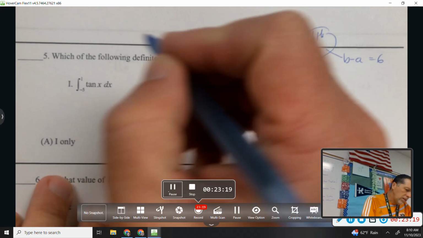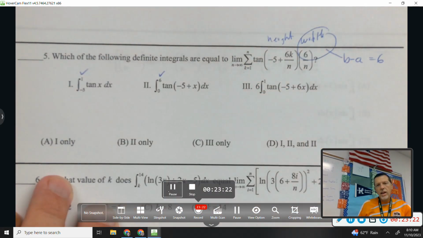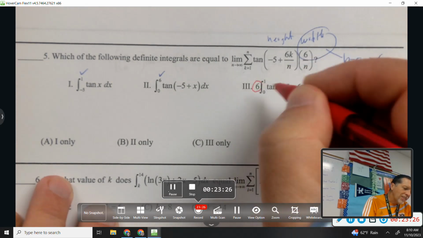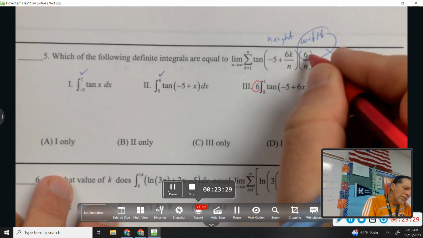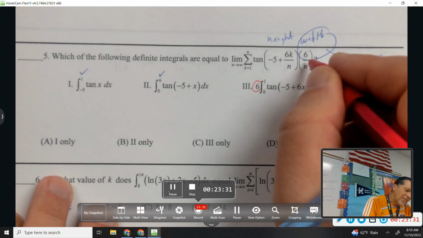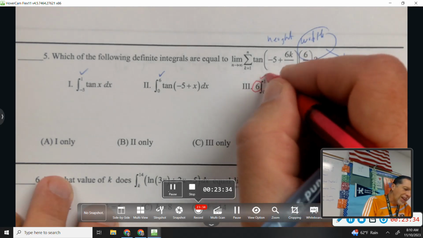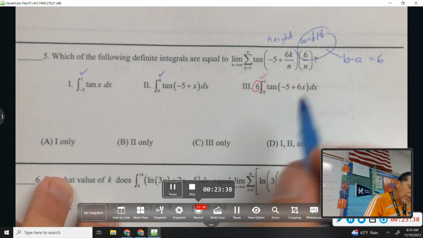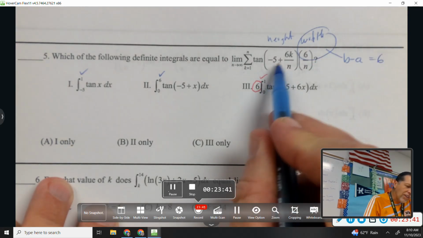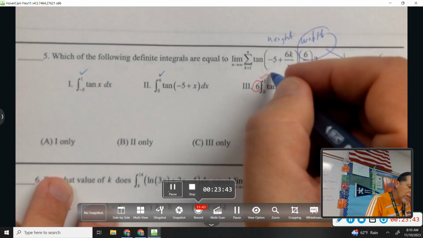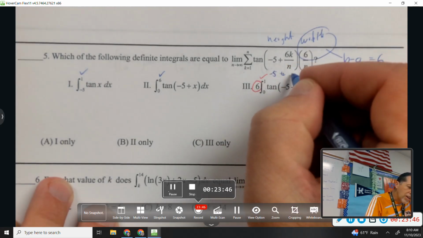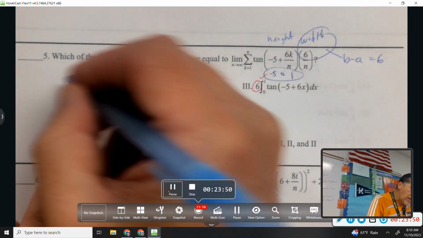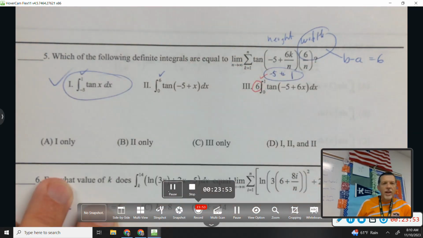I'm good on 2. I'm good on 1. Okay, this is why we should have done C on part A. This 6 out front is gonna make up for that 6 right there. So I think that's gonna be okay. Let's see. This one starts at -5 and goes 6 away. So this means from like -5 to 1. So definitely this one looks good. -5 to 1 of tangent.